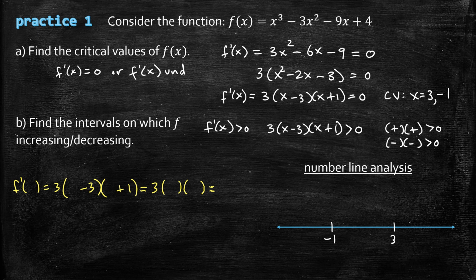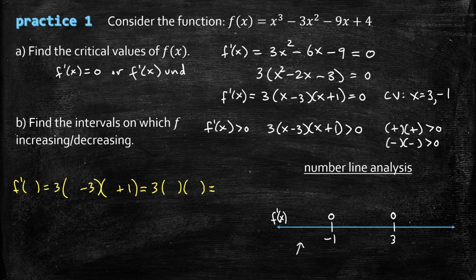I'm going to label this according to this, that is the derivative. So at -1, we know the derivative is 0, and at 3, we know the derivative is 0. So what we do is we take test values in respective intervals. So let's look for a test value in that interval.